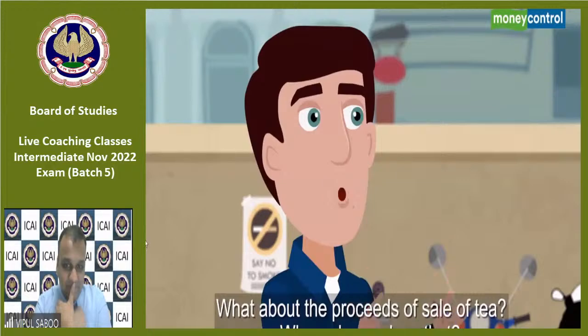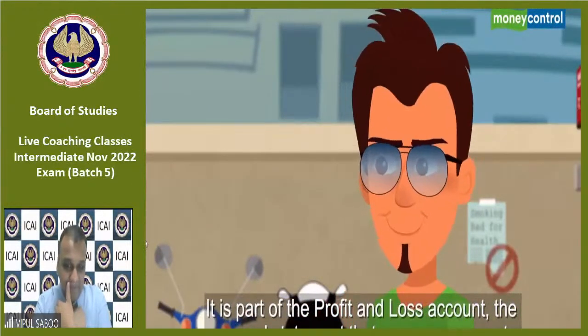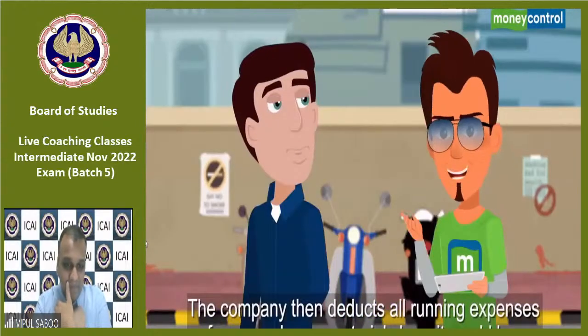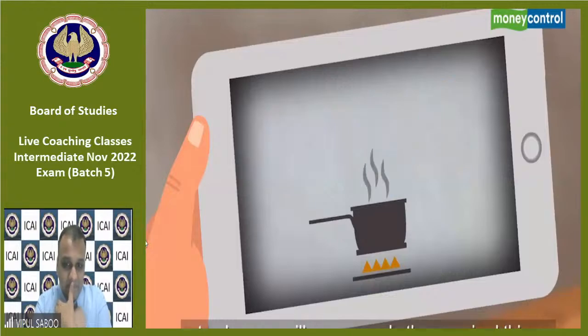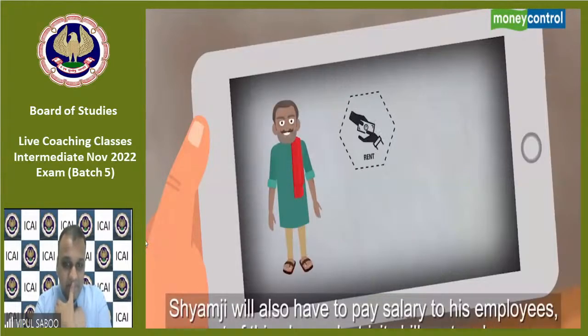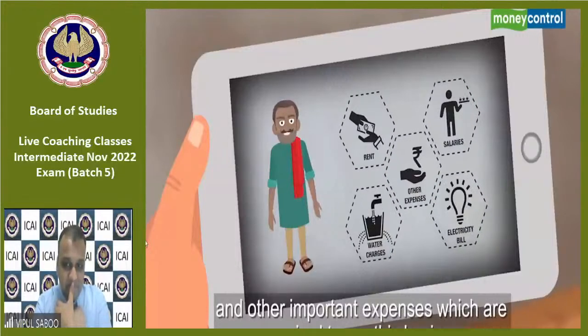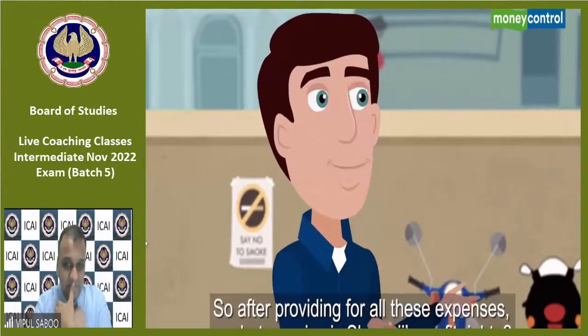वो कहाँ शो होती है? Where do we show that? It is part of the profit and loss account, the second statement that the company reports. Proceeds of sale of tea is normally represented as the revenue. The company then deducts all running expenses जैसे कि raw materials, यहाँ पर होंगे जैसे tea leaves, milk, sugar, among other small things. Then Shyamji इस जगह का किराया देते होंगे, लेबर की सैलरीज, इलेक्ट्रिसिटी बिल, वाटर चार्जेस और भी खर्चे जो कि जरूरी हैं इस बिजनेस को चलाने के लिए. So, after providing for all these expenses, what remains is Shyamji's profit, right?